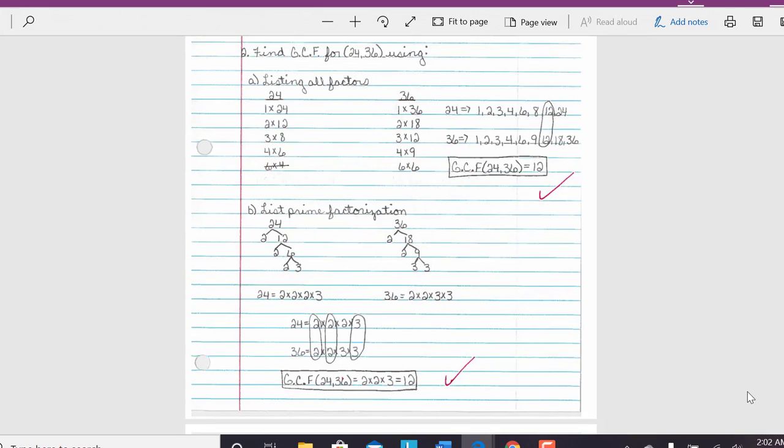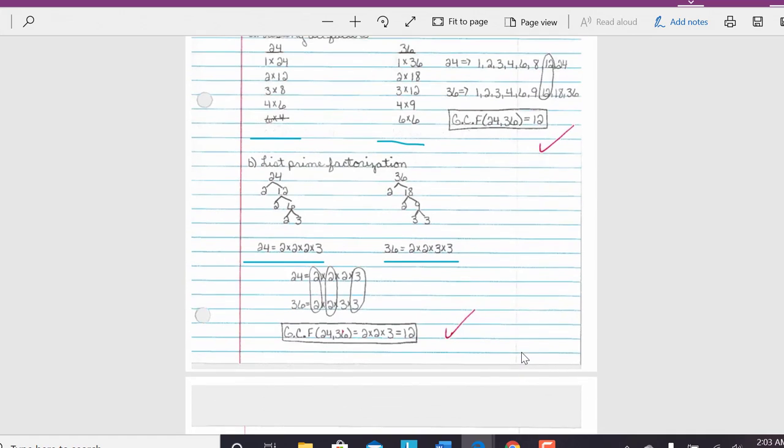We list all the factors and put them in order. The GCF would be the one they have in common, which is the biggest one. And then we do the prime factorizations. You use the factor tree, you write them in prime factorizations, and then you compare them. For the GCF, I just need the product of all the common factors just one time. So this one is 12.